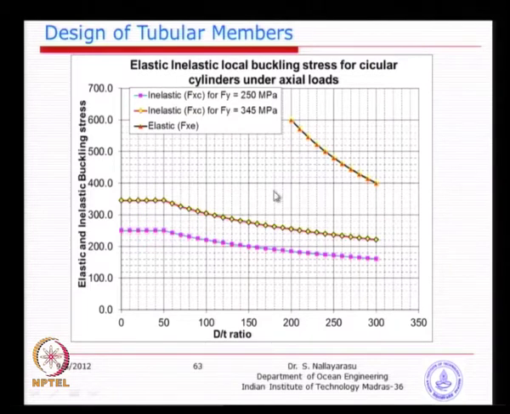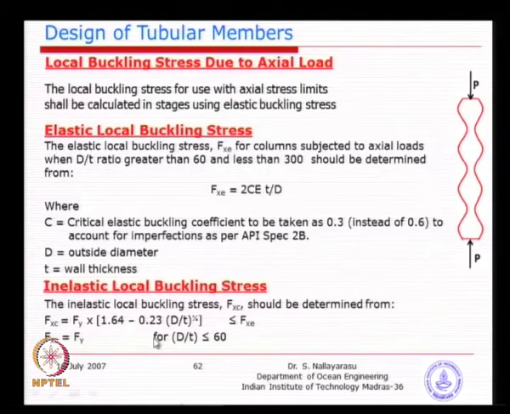Now, you see here the d by t ratio less than 50, you get almost constant value. After that it starts degrading, because if you look at the equation, it is 1.64 minus 0.23 into d by t to the power 1 by 4. So, basically we use such a simple formula. Only thing is you will be using this Fxc value in here. As long as it is less than Fxc, it is fine. If it is going greater, then you will assign the value of Fy itself.